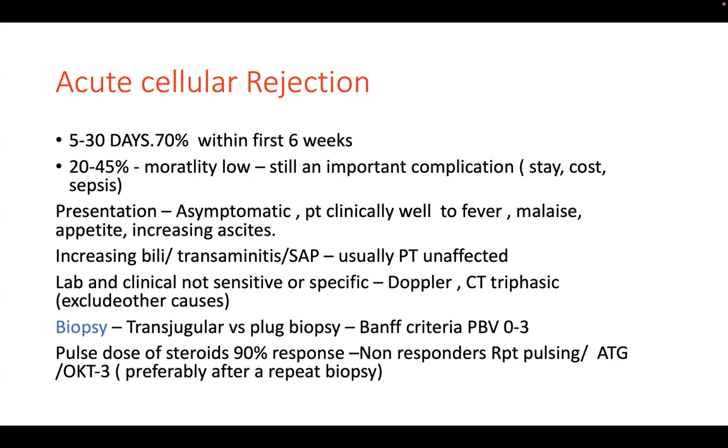So at presentation, with acute cellular rejection, commonly the patient is asymptomatic, clinically well. It just shows the bili and the enzymes shoot up. And of course, patients sometimes can be symptomatic. Their ascites can go up. They can get low-grade fever, malaise, decreasing appetite, and general unwellness. The LFTs typically show increasing bilirubin, transaminitis and alkaline phosphatase. But compared to other causes of graft dysfunction, usually the PT remains relatively unaffected, at least in the early part.